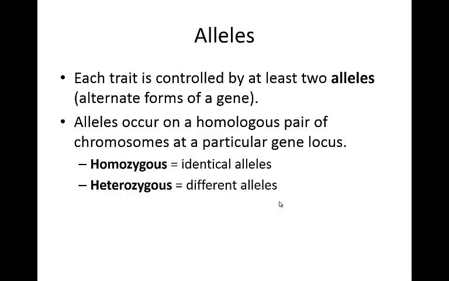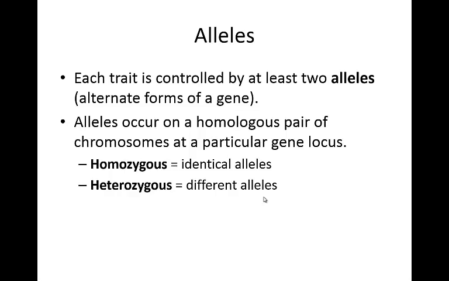So let's talk about alleles. Each trait is going to be controlled by at least 2 alleles, and alleles are just going to be alternate forms of a gene. These alleles occur on a homologous pair of chromosomes at a particular gene locus. So you might be looking at chromosome 1, a particular position there. You'll have 2 copies, one of which came from your mother and one of which came from your father.